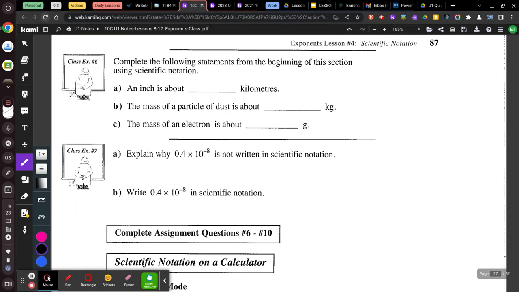So at the top of the next page, it says an inch is about how many kilometers? Well, that was the number they told us on the first page. So that was the number we put into scientific notation. So we had the number 0.000254. Now I want to put that into scientific notation. How am I going to put that number into scientific notation? Where does my new exponent go?